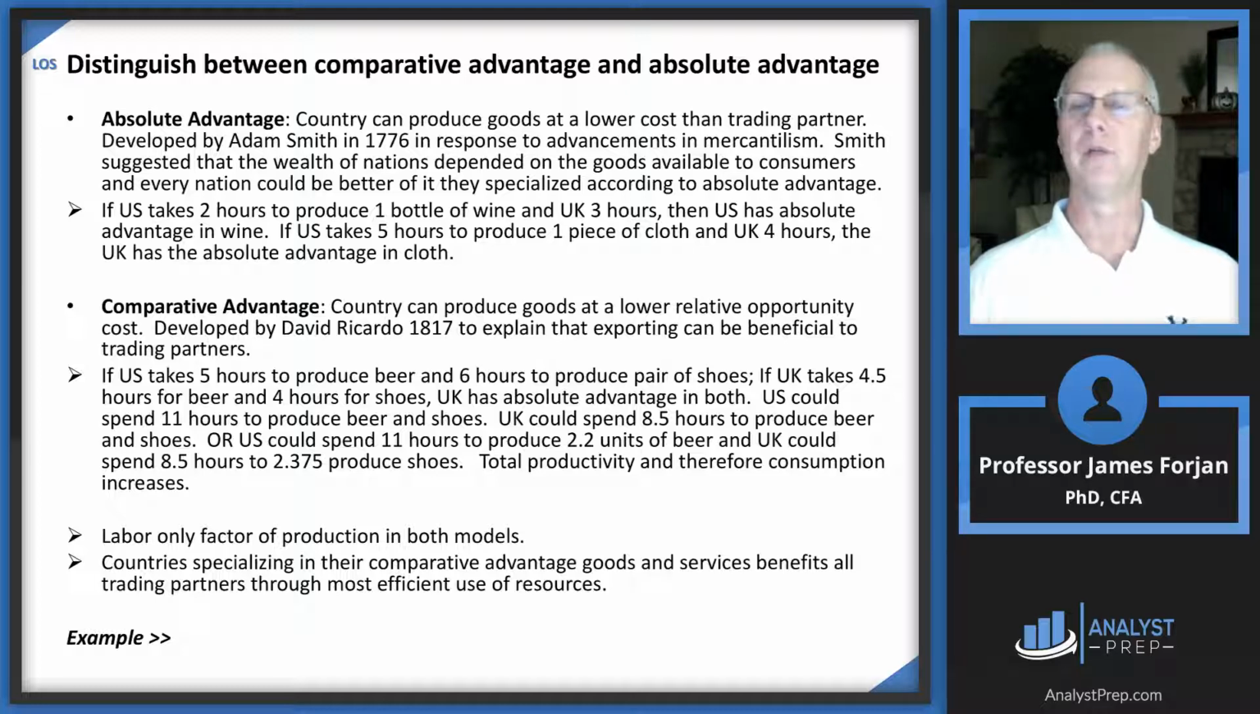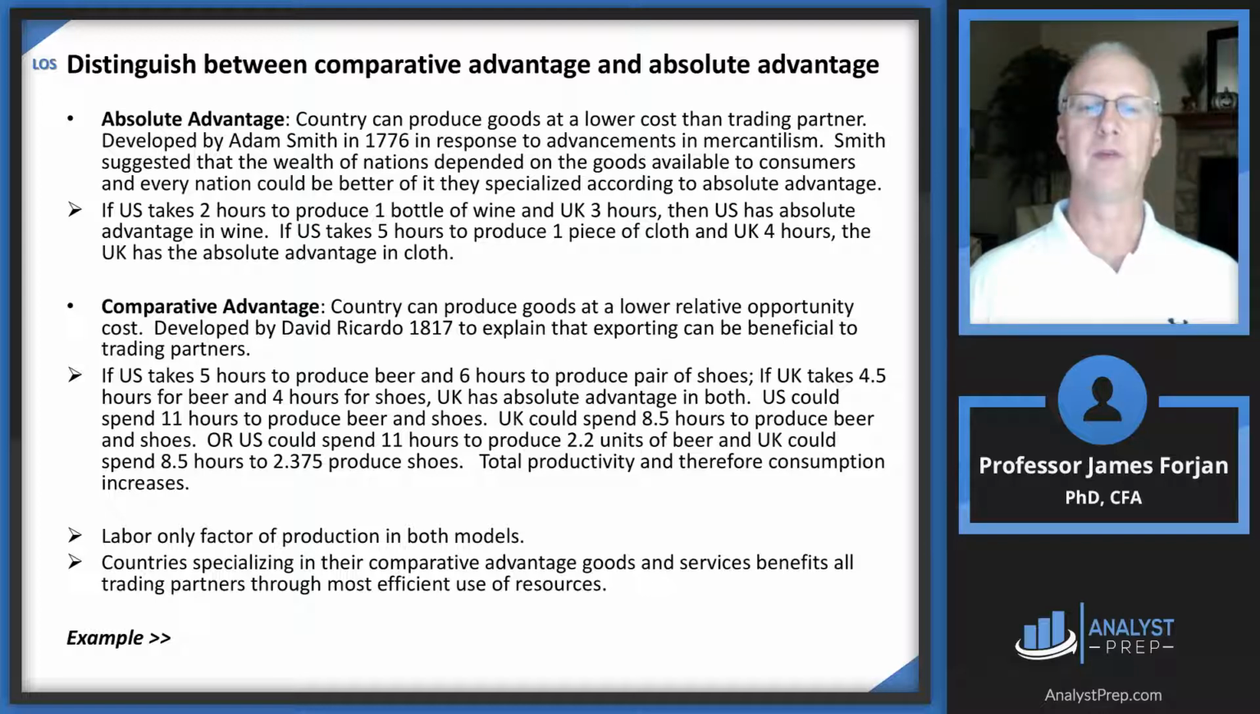Now here's the deal. Workers in the United States could spend a total of 11 hours, the 5 and the 6, to produce 1 unit of beer and 1 pair of shoes. In the UK, it would take just 8.5 hours to produce that same unit of beer and that same pair of shoes. Or, here's the key point, a US worker could spend 11 hours and produce 2.2 units of beer. And in the UK, the workers could spend 8.5 hours and produce 2 3/8 pairs of shoes.